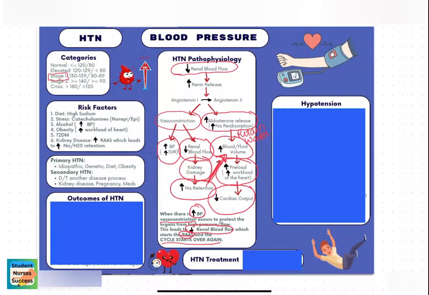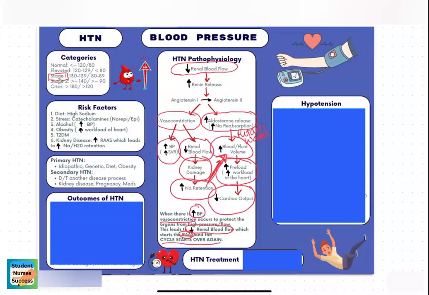Now, there's primary hypertension, the causes of which can be genetics, diet, obesity, and just idiopathic. We don't know why, but some people just seem to have high blood pressure. You can also have secondary hypertension. Secondary hypertension is due to another disease process.